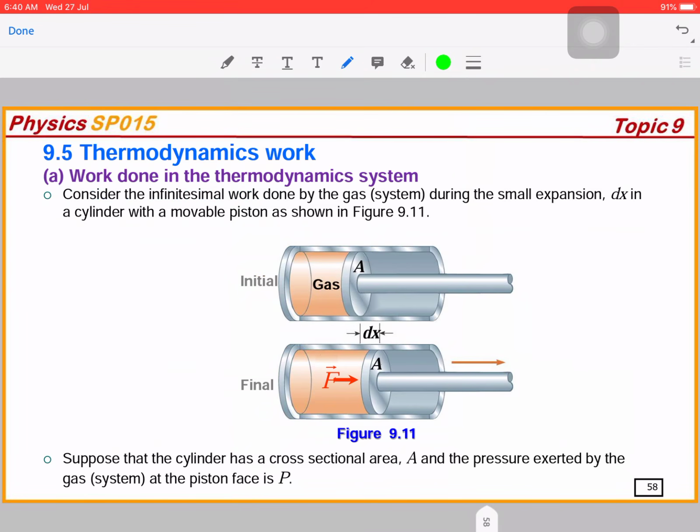So first we look at A, work done in thermodynamic system. Okay, consider the infinitesimal work done by the gas during the small expansion dx in a cylinder with a movable piston as shown in figure 9.11. So initially kita ada gas, okay, this is the initial situation. So this is the final situation. Okay, this one is the expansion lah. Suppose the cylinder has a cross-sectional area A and the pressure exerted by the gas at the piston face is P.